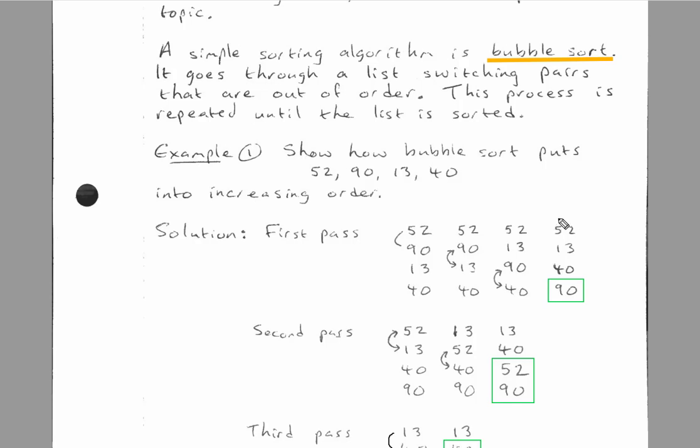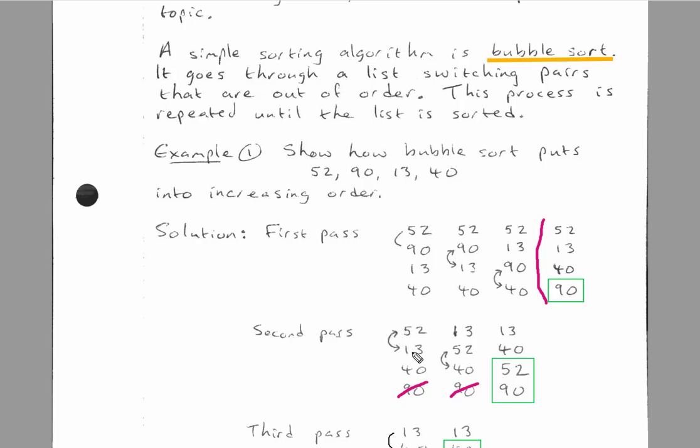Alright, so after the first pass, our list now looks like this. The 90 is definitely in the right place. So after the first pass, the biggest number is going to end up at the bottom. But the rest of the list is not in order, so we need to go through the list again, but we can ignore that last element. We know that's correct. So now we're just sorting these three.